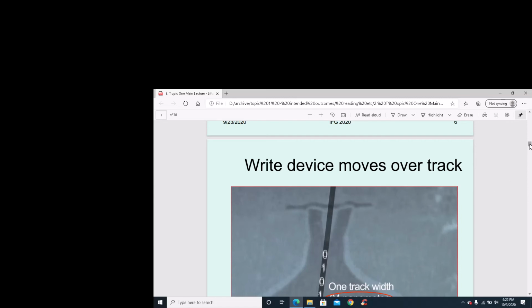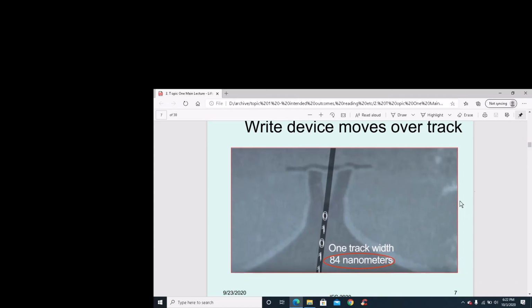And to me, the very interesting thing is that the width of a track is around 84 nanometers. So hopefully that gives you a clear idea of the smallness of the width. A nanometer, a millionth of a meter. Is that right?